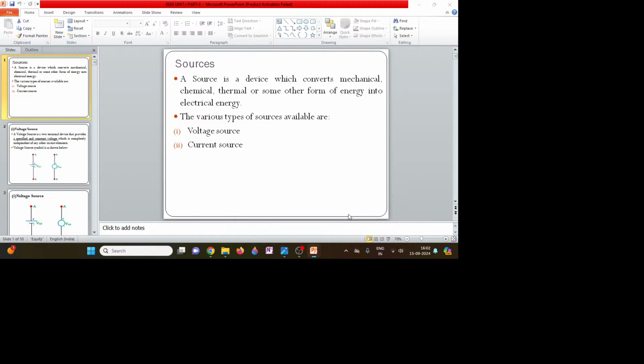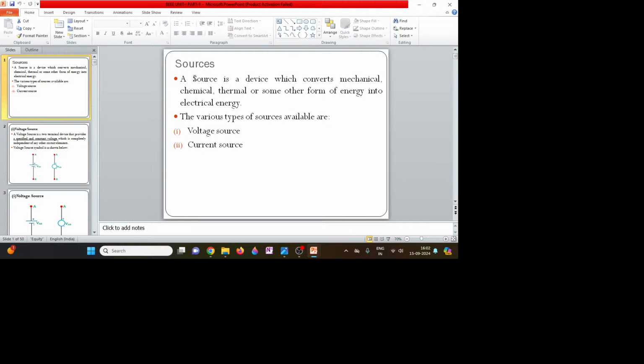Okay, then let's get into the next topic, that is sources. So sources is not mentioned in the syllabus, but we must have basic knowledge of what are all the different types of sources, so that it will be helpful to learn the remaining topics. So that's why I'm going to briefly discuss about these sources.